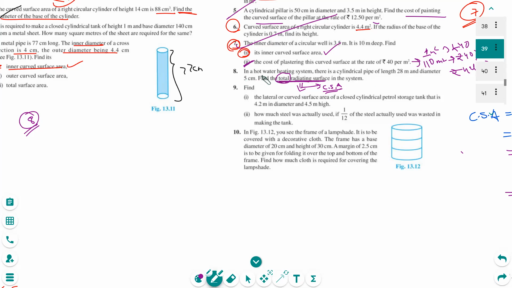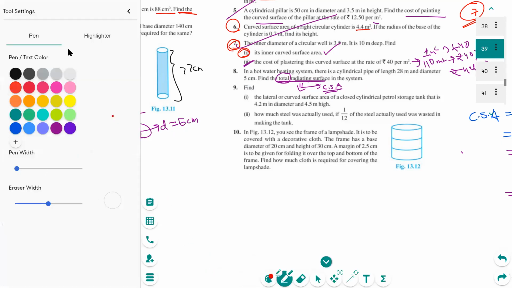So question number 8. In a hot water heating system, there is a cylindrical pipe. Again, I'm drawing it, my best attempt at drawing a cylinder. I have length, that is height, I will call it. Diameter is 5 centimeter. Now there is a problem here. What I need to do here is, yes, anyone?